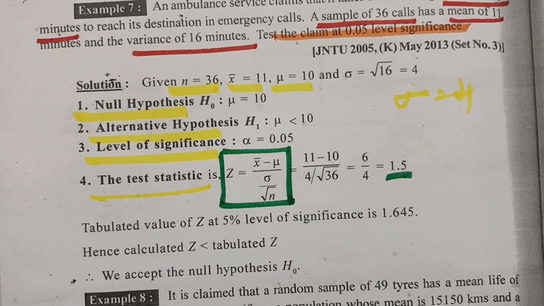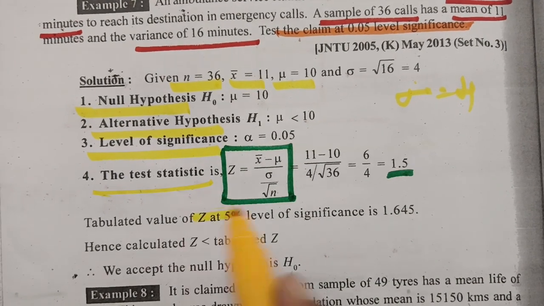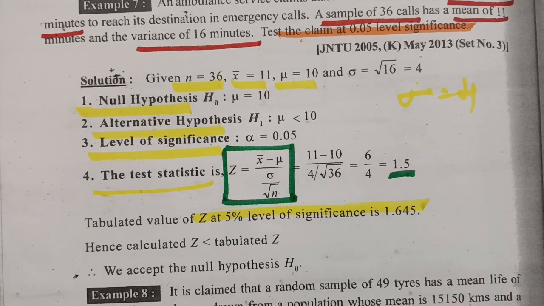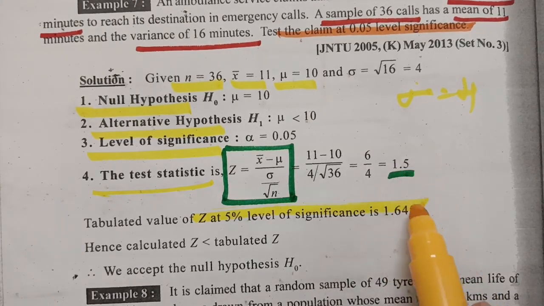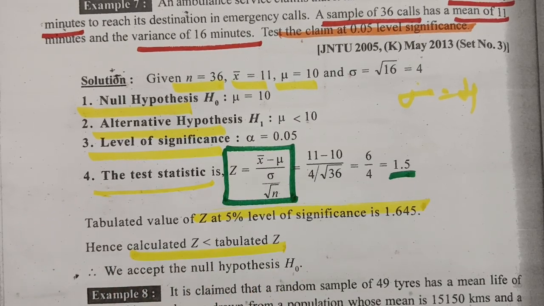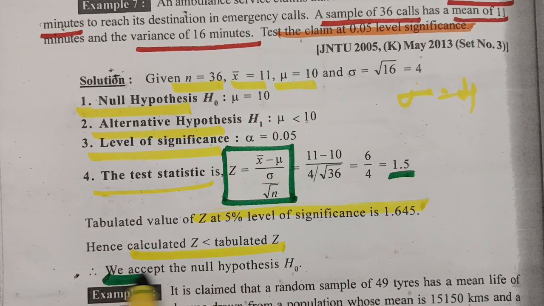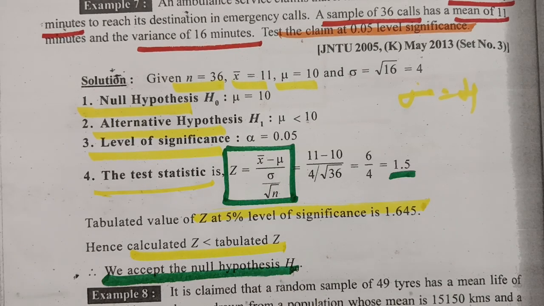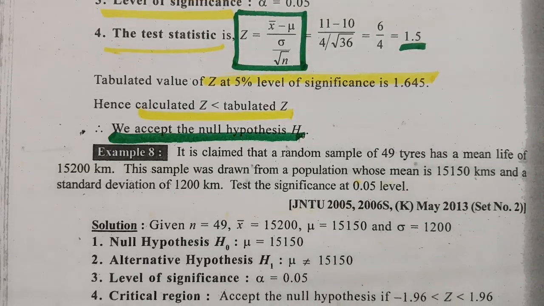At 5% level of significance, the tabular value is 1.645. So when you compare, the calculated value is less than the tabular value, and therefore the conclusion is we accept the null hypothesis H naught. And this is how we have to do. And the next question is also so important.